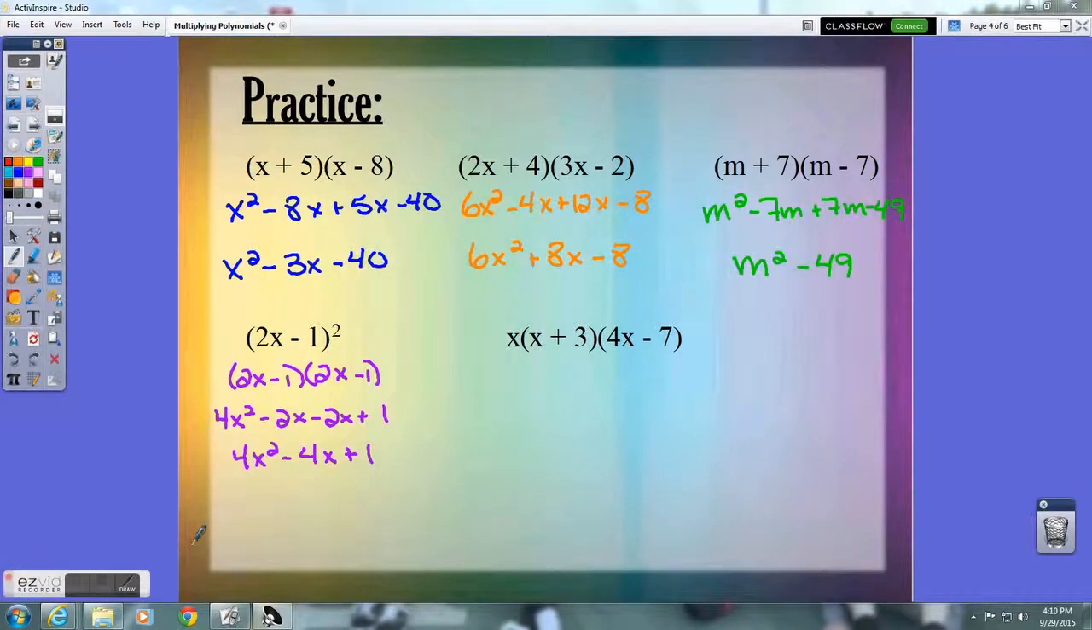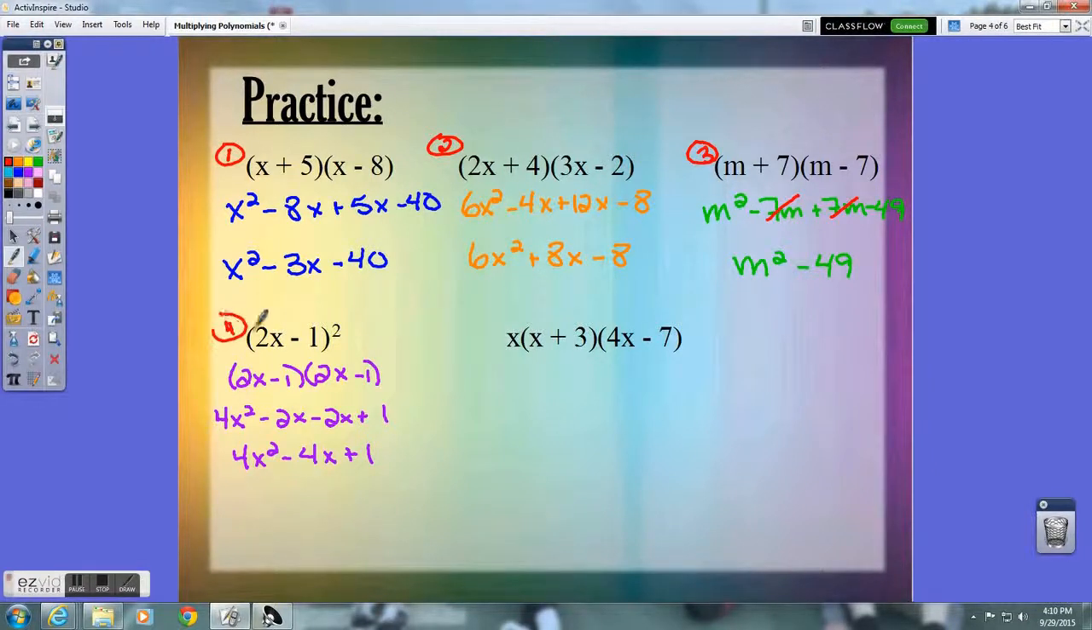So here are your practice problem answers. So for problem number 1, your final answer is x squared minus 3x minus 40. Practice problem number 2, you have 6x squared plus 8x minus 8. Now the third practice problem, after you did your original distribution, you get a negative 7m and a plus 7m, which adds to 0, so you actually don't need to include that at all. So your final answer is m squared minus 49.